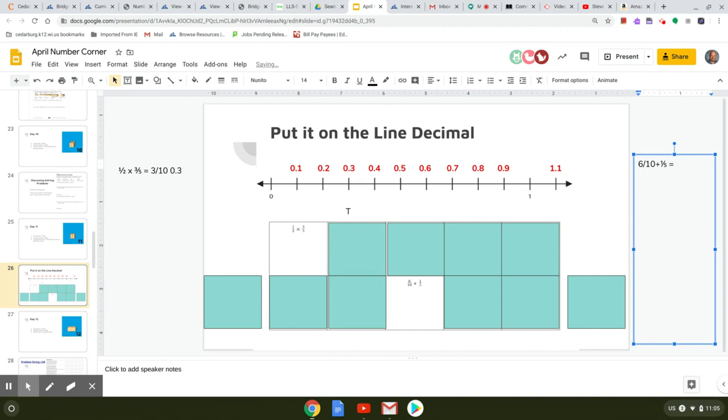All right, so when I take a look at this problem, I have to come up with that there's two ways that I can do this, right? I can reduce my 6/10 to fifths and make it 3/5 plus 1/5, and that would give me 4/5. Or I increase my denominator on my fifths to tenths and make my 1/5 2/10. So now 6/10 plus 2/10 is 8/10, right? Or 0.8, right?